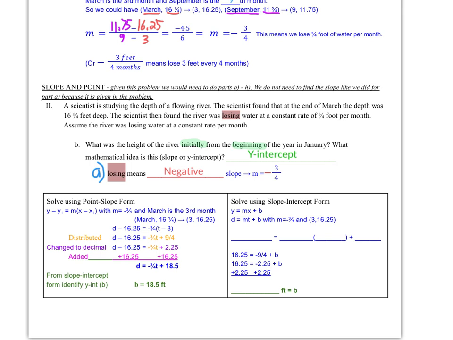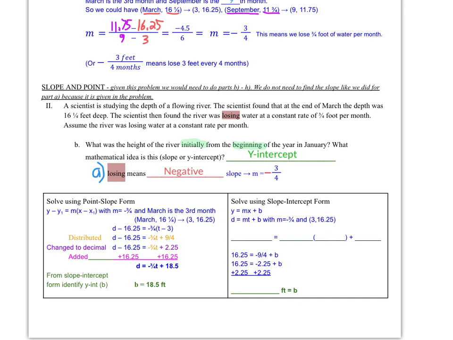Let's look at using the slope-intercept form to try to find our answer. Remember, y equals mx plus b is our slope-intercept. Here, I'm going to use d for my depth and how deep it is. M is going to be my slope. T is going to be my time. And b is going to be my y-intercept. We know m is negative 3/4.